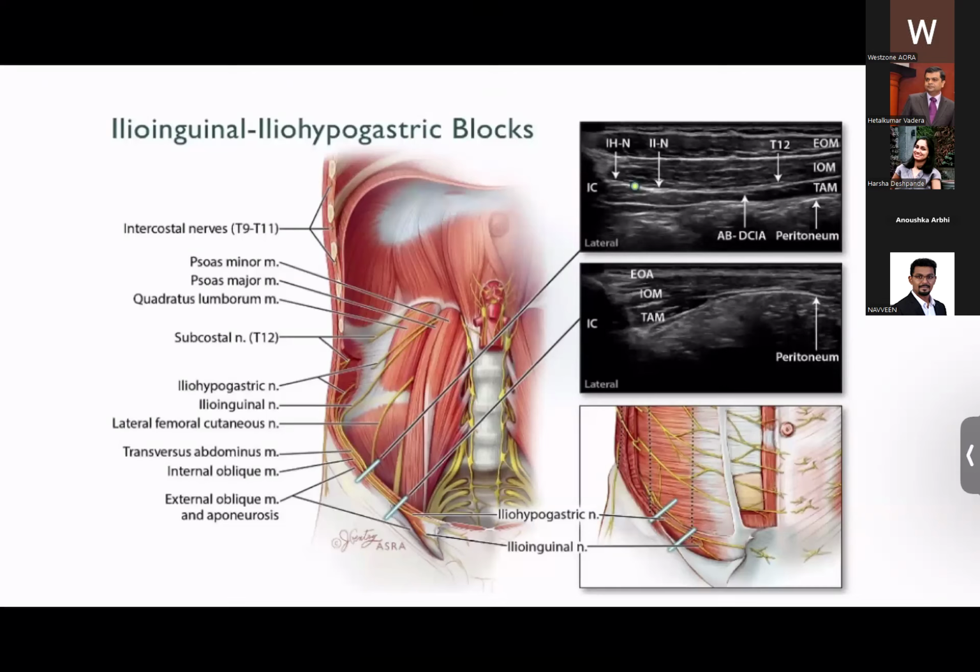For ilioinguinal and iliohypogastric nerve block, for landmark guided approach, we first palpate the anterior superior iliac spine, go 5 centimeter cranially, then 5 centimeter posteriorly, and then after the needle entry, the LOR remains the same.